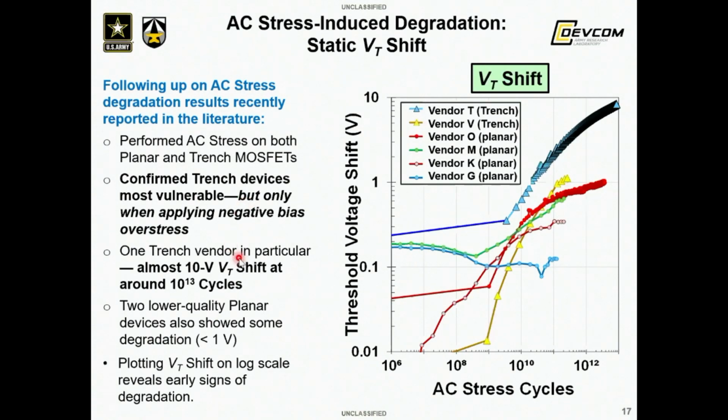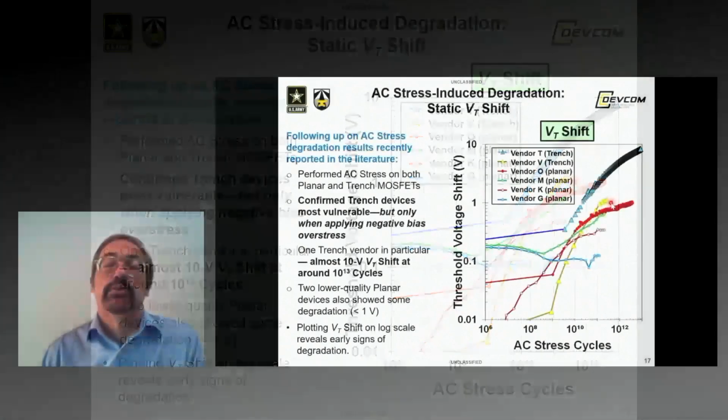But even more particularly, this effect of the trench device overstress AC degradation effect was primarily only observed in one of the 2 vendors, what we were calling vendor T. These are all randomly assigned letters, have no meaning, just drawn out of a hat. So the vendor T device shifts almost 10 volts at around 10 to the 13 total cycles, whereas the other trench, the vendor V, what we called, saturates soon after you get to around 1 volt shift.